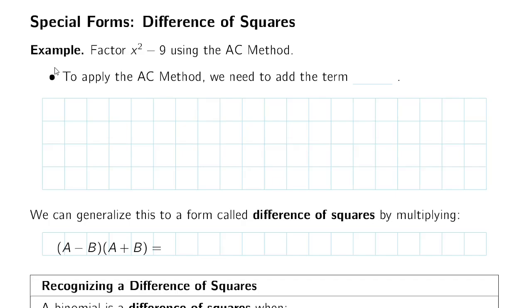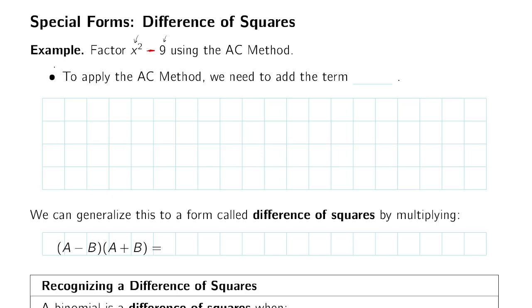Now, we saw that when we squared a binomial, we got a trinomial. We got something with three terms. What if we just have a binomial where each term is squared? And notice that I have subtraction here. This subtraction is going to be important. But let's just start by completely naively trying to factor this using the AC method.